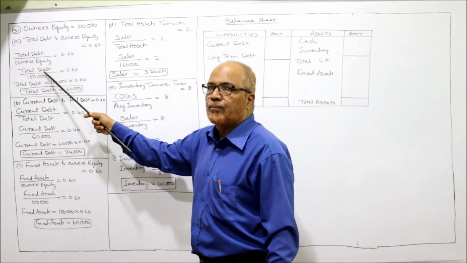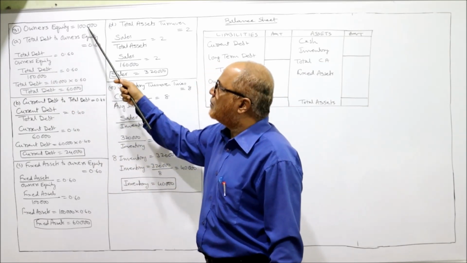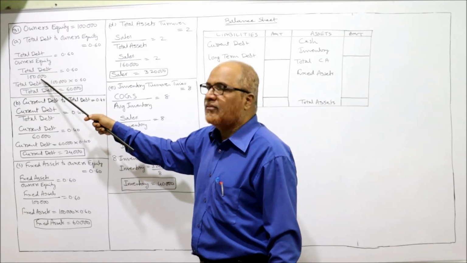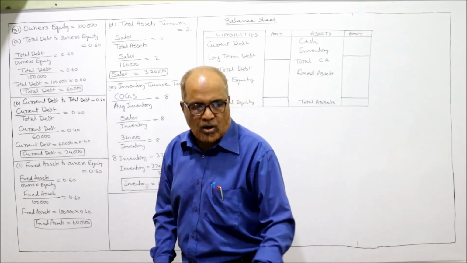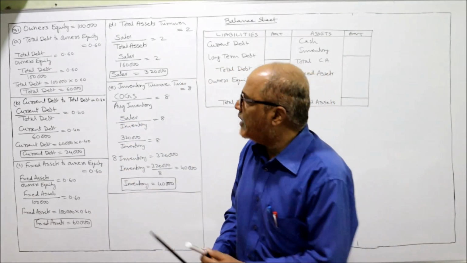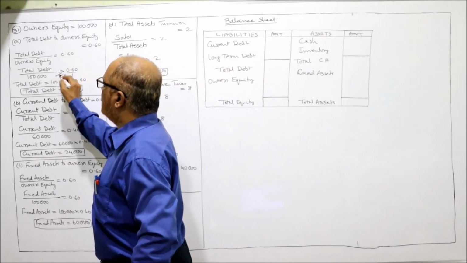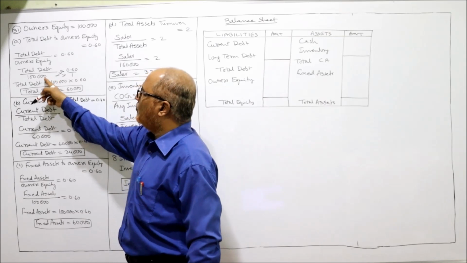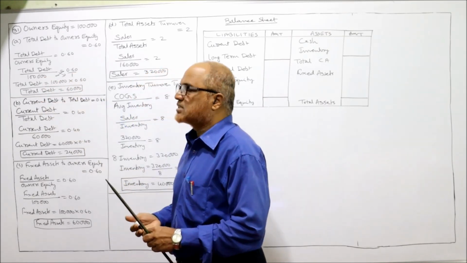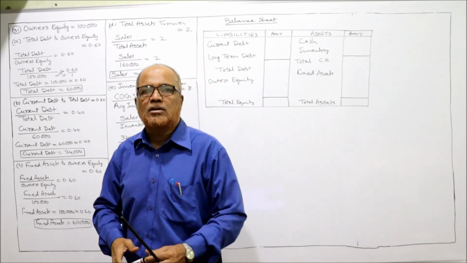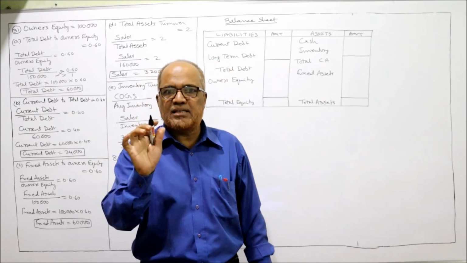Total debt we don't know, but owner's equity is given in the problem, 1 lakh. So in place of owner's equity, I am writing 1 lakh. Now I am making a cross multiplication. So what it will become? Total debt is equal to 1 lakh into 0.6, that is 60,000. So one item we got, total debt 60,000.